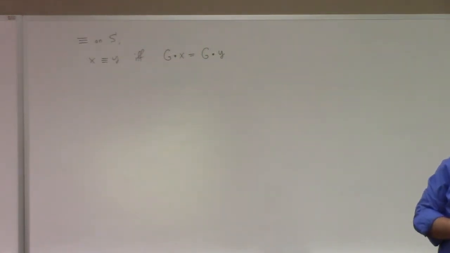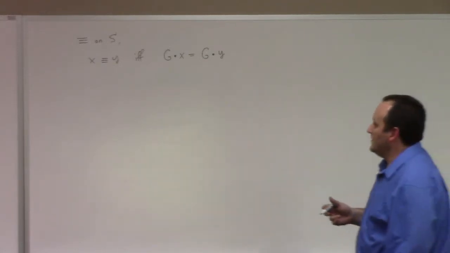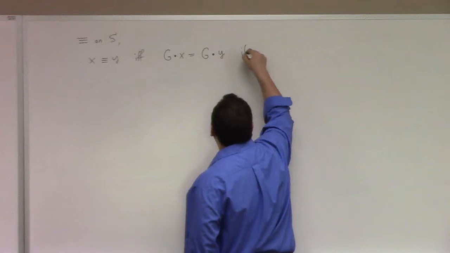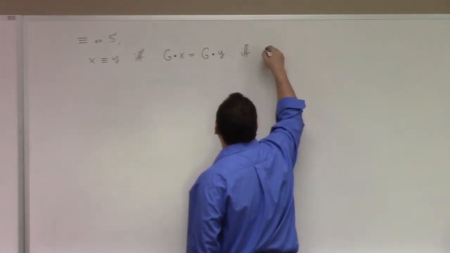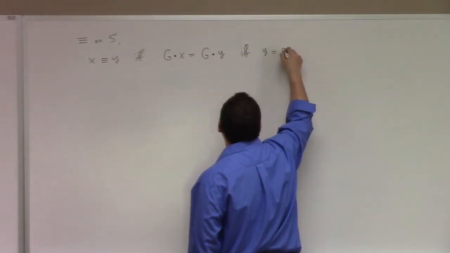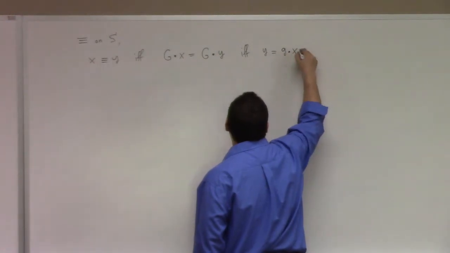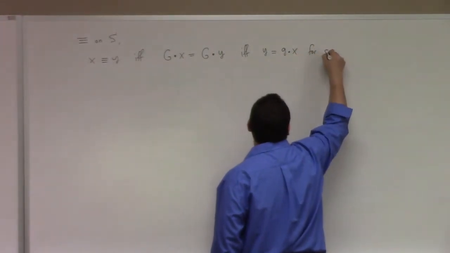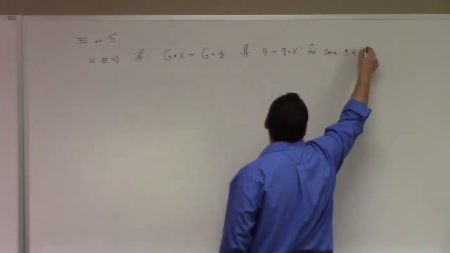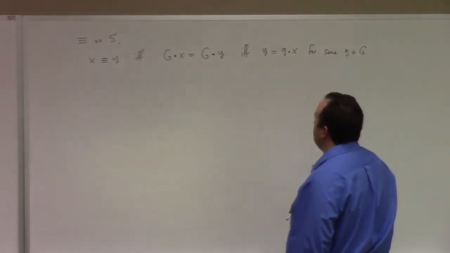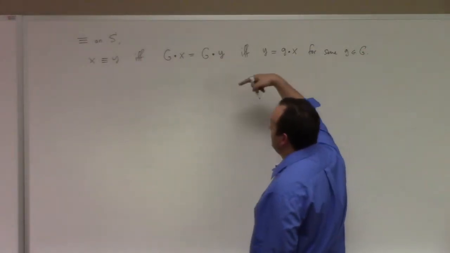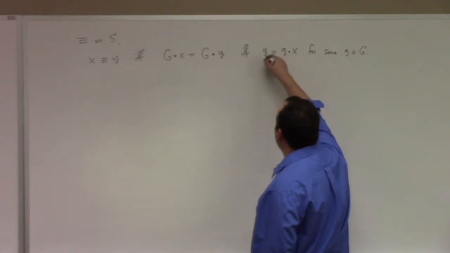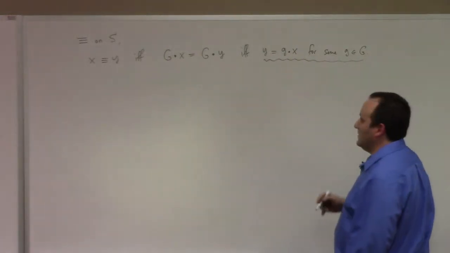If and only if they're in the same orbit. This would be equivalent to saying, if and only if, you can say y is equal to g acting on x for some g. If you actually try to prove something about the equivalence, I think this formulation is probably more convenient to you, right?